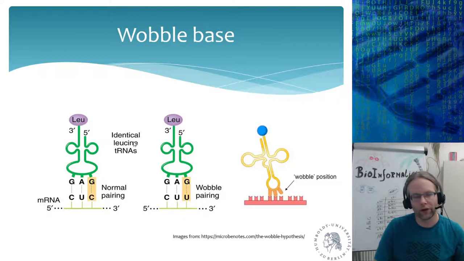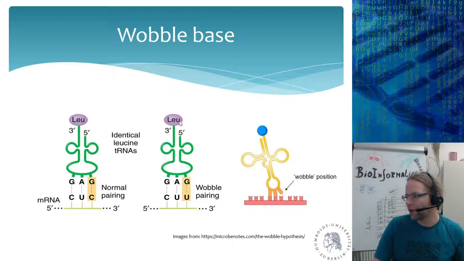So how does this look? If we have leucine, this is a tRNA which codes for leucine. Here we see that the anticodon on this tRNA is GAG. We read it from 5' to 3', and here we see the mRNA, which is also written from 5' to 3'. So it is CUC. This is the perfect match, and then the tRNA has a perfect binding to the mRNA.